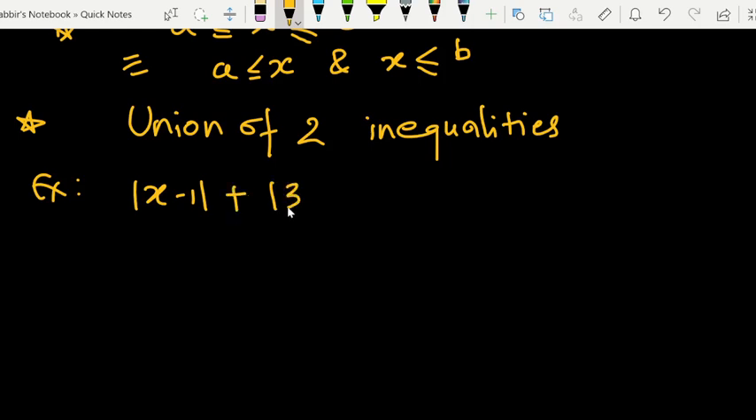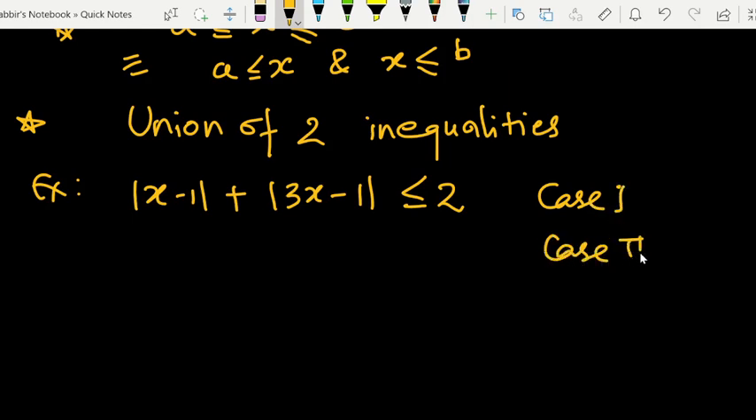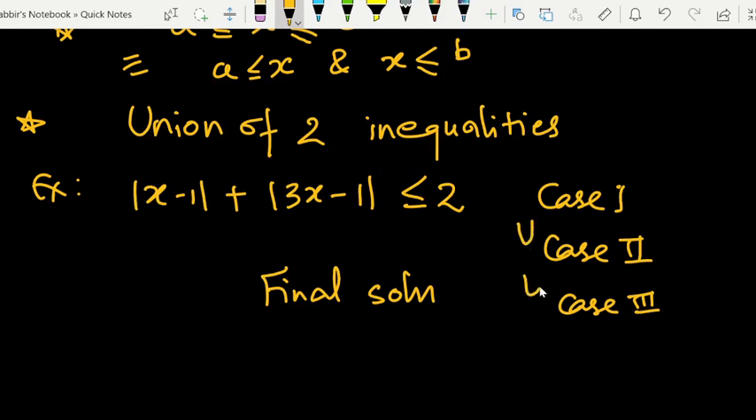mod 3x minus 1 less than equal to 2, certain questions we need to solve by taking cases. Like case 1 we have to take, case 2 we have to take, case 3 we have to take, and so on. So when we solve a question by taking cases, the final solution, guys, is the union of all the cases involved. The final solution is the union of all the cases involved.